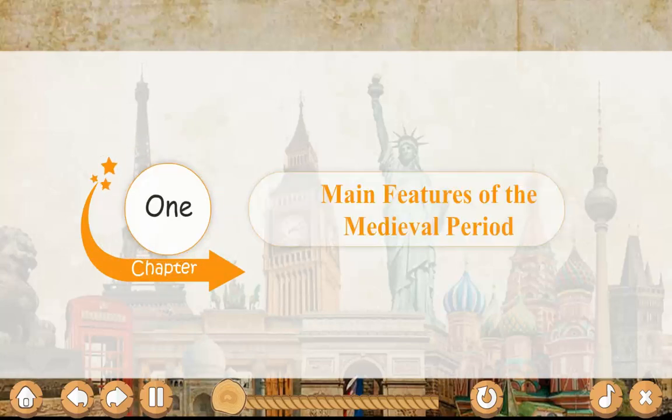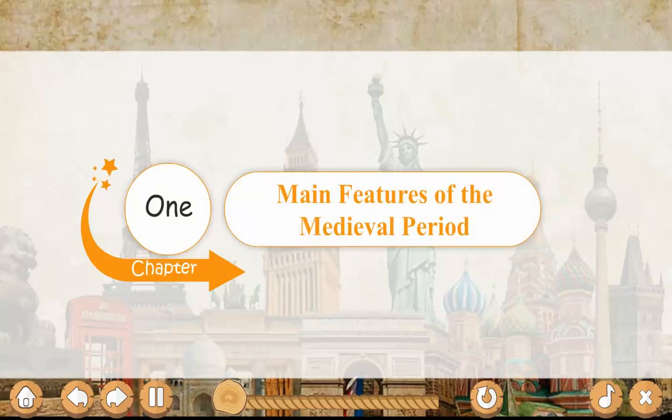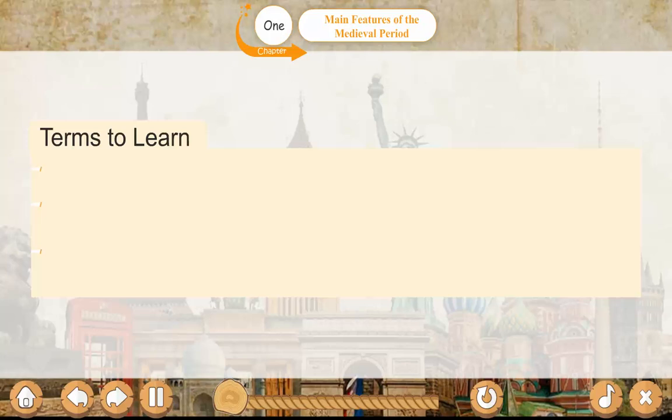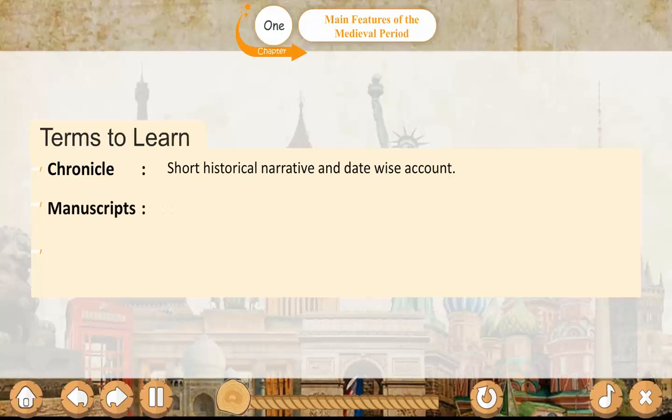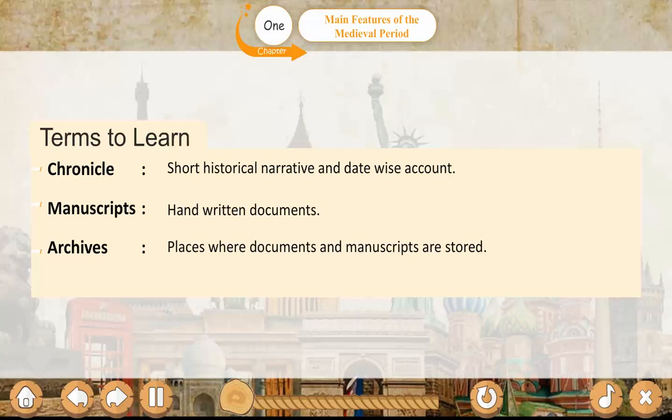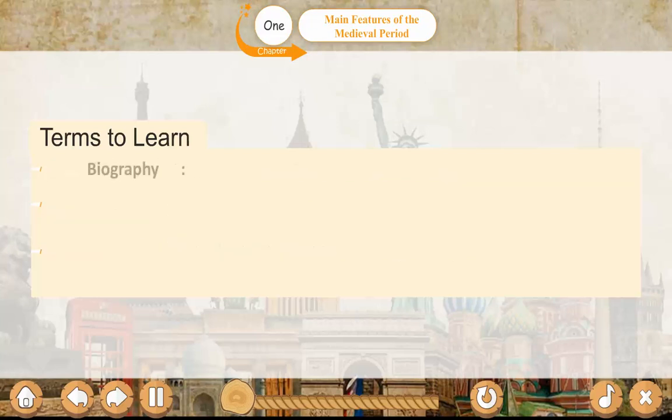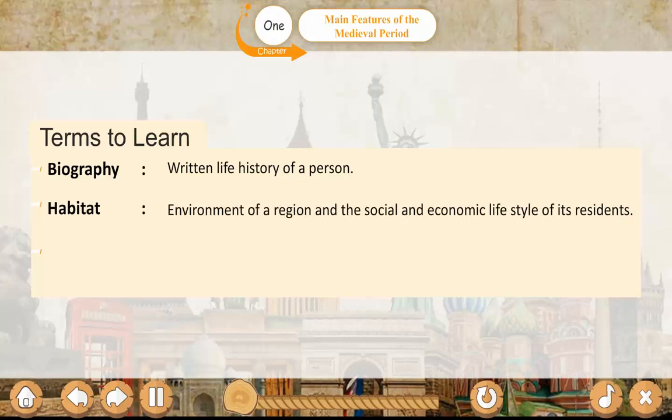Chapter 1. Main features of the medieval period. Terms to learn. Chronicle: a short historical narrative and date-wise account. Manuscripts: handwritten documents. Archives: places where documents and manuscripts are stored. Biography: the written life history of a person. Habitat: the environment of a region and the social and economic lifestyle of its residents.